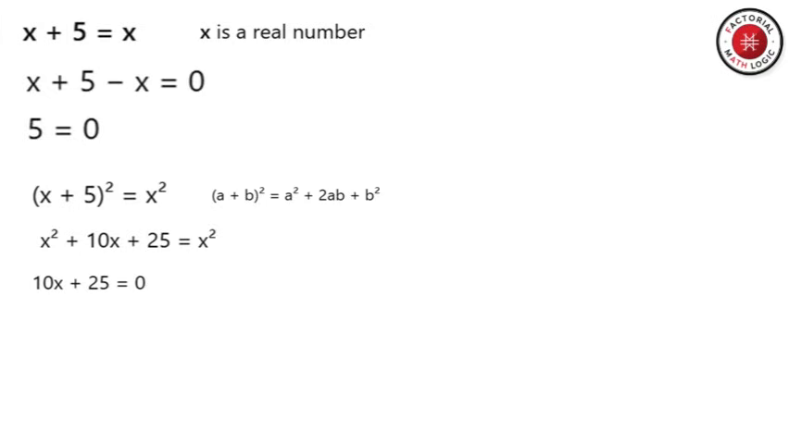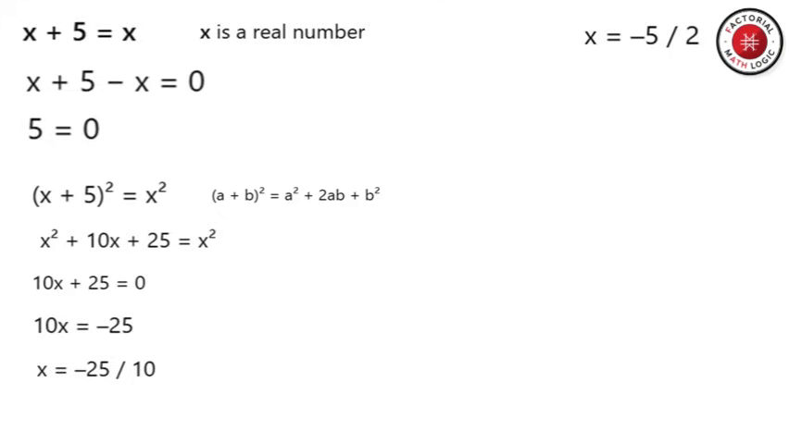Next, move 25 to the right side. We have 10x equals negative 25. Now divide both sides by 10. We get x equals negative 25 over 10. Simplify it by dividing numerator and denominator by 5. We get x equals negative 5 over 2. So mathematically, we get x equals negative 5 over 2.